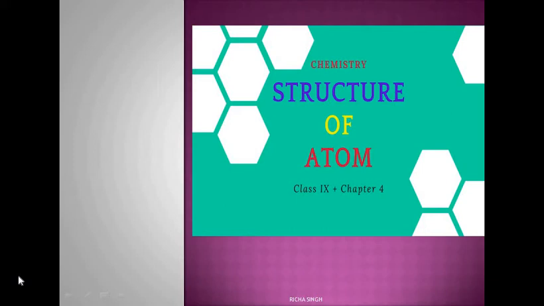How this structure came into existence, which different scientists gave their models for the structure of atom, and how finally Niels Bohr's structure was regarded as the ideal structure of the atom. So let's start.